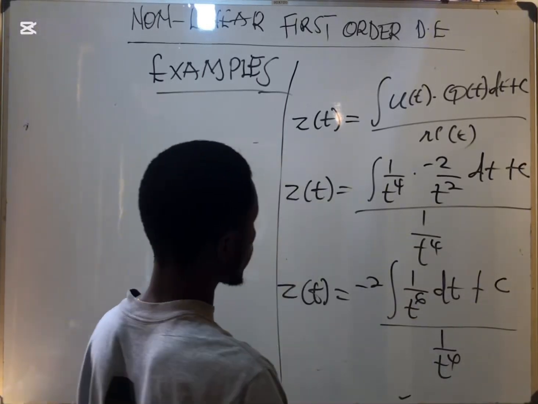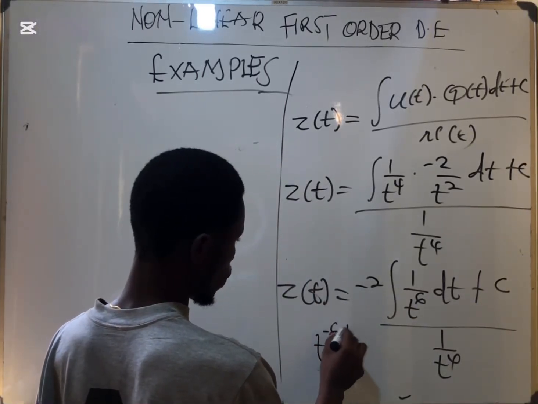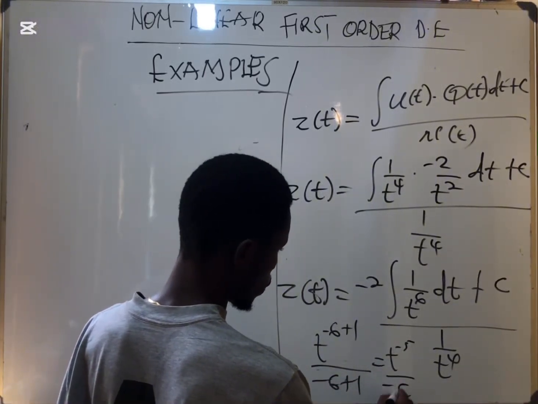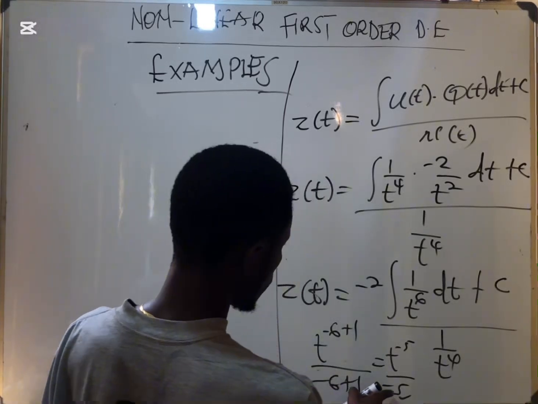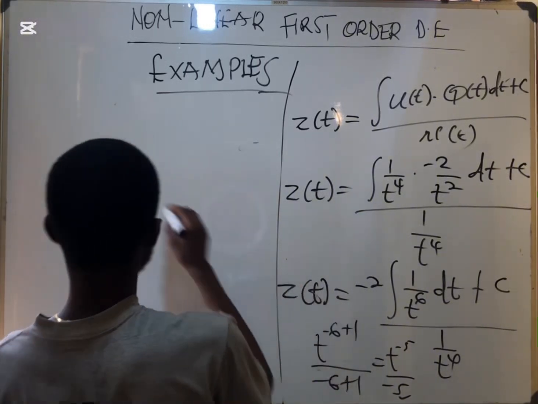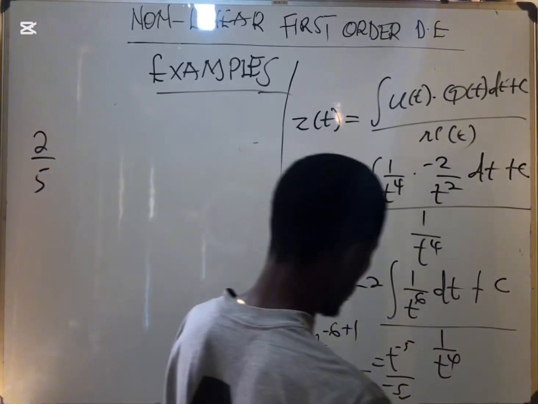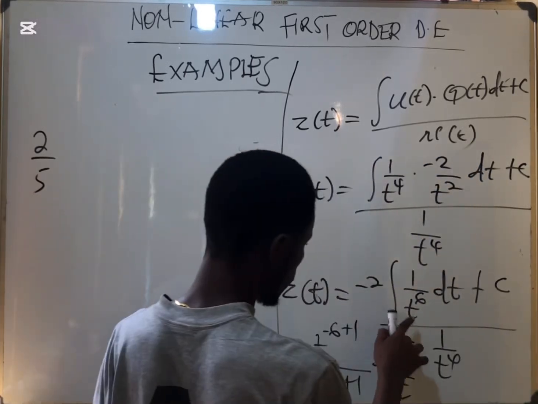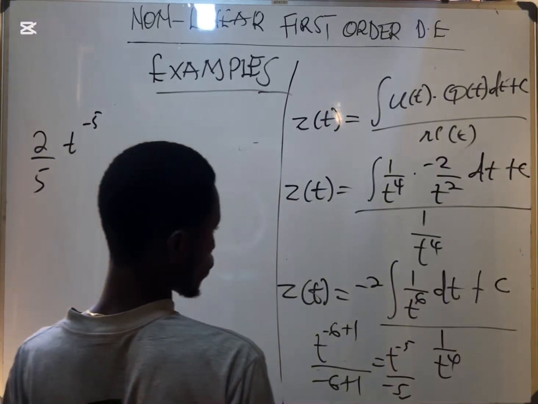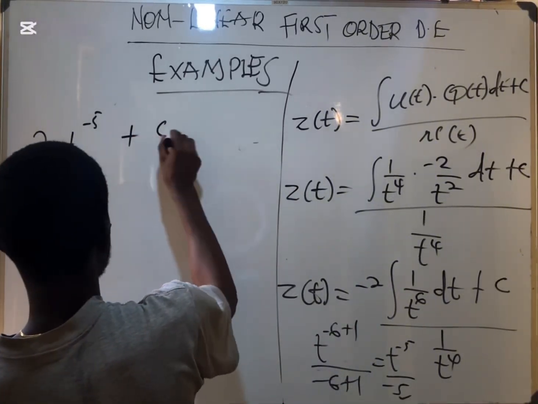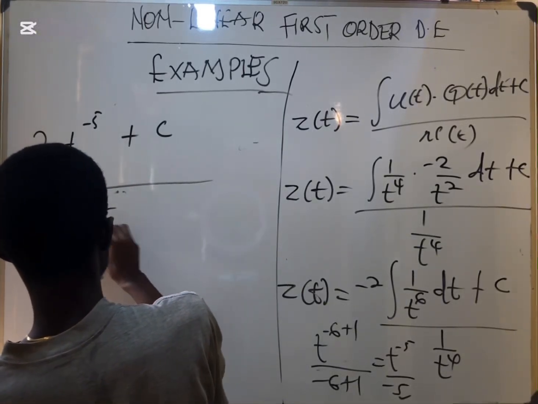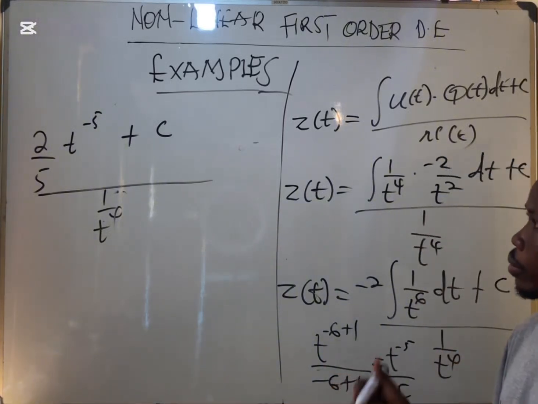Now if you integrate this one, it becomes t to the power negative 6 plus 1 over negative 6 plus 1. So this will give you t to the power negative 5 over negative 5. Already with the negative 2 and negative 5, that will give us 2 over 5. Then leaving t to the power negative 5 plus c, all divided by 1 over t to the power 4. So this is what you are going to have.